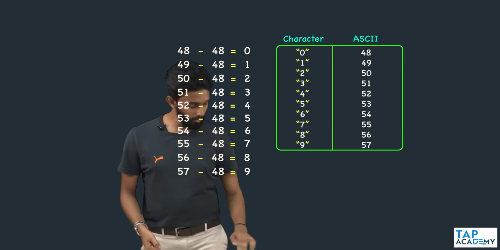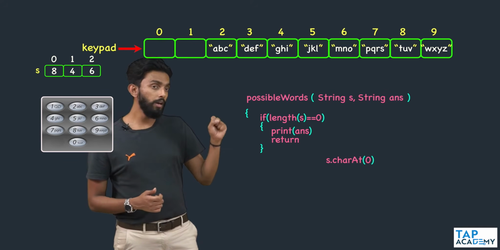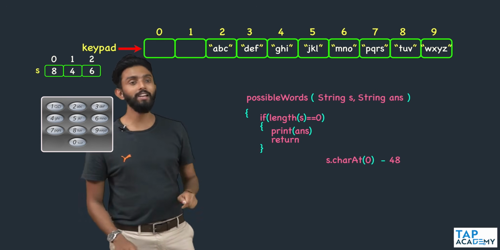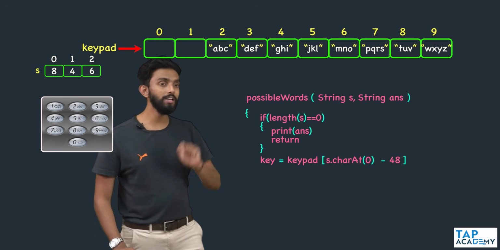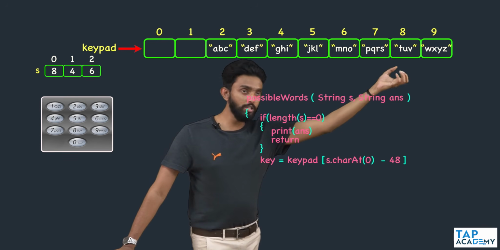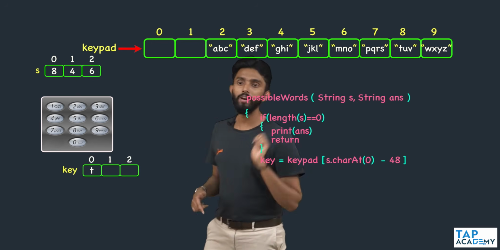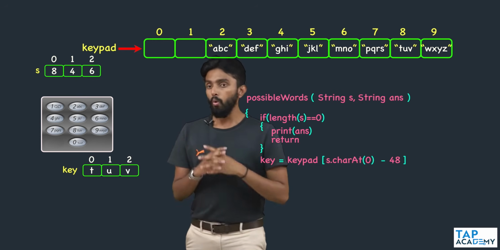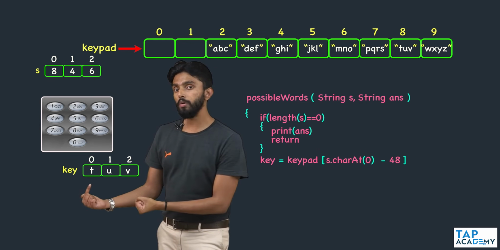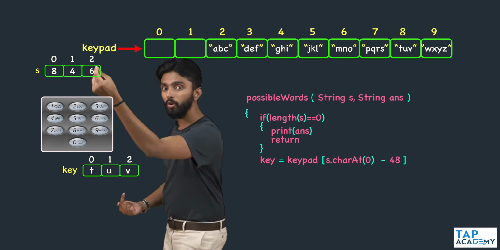So how are we going to write that as code? Very simple. s dot charAt of 0 gave me 8. Minus 48 if I do, I will get decimal 8. That I will pass as an index to the keypad array. Which means now it will go to 8, take all this string, that is TUV, and I will store it in a variable called key. So this is my key string, which has T, U and V. Now it's very simple. What you have to do is, with T, you have to now attach all the combinations of not 8, 4, 6, but 4, 6. Similarly with U, which means you have to break it down.